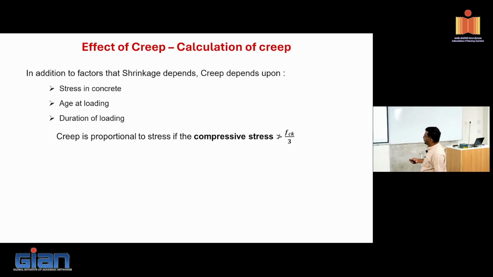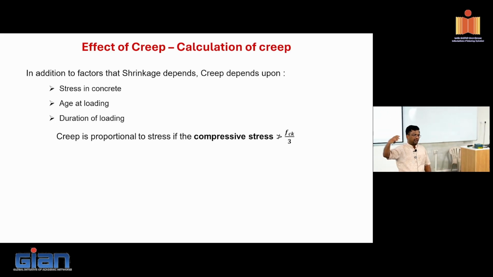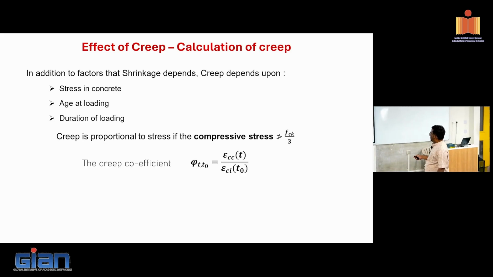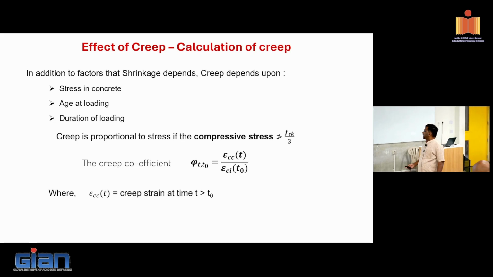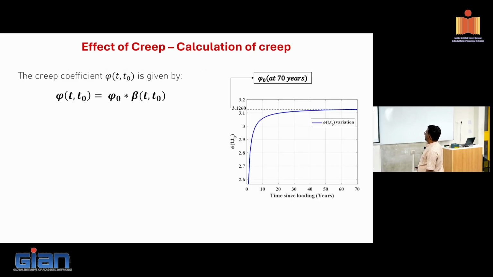Then age at loading, I told you, and duration of loading: depending upon whether you are calculating at the end of 1 year or 2 years or 3 years, the longer the duration, the longer the creep deformations as well. Right? And typically, when the applied compressive stress is less than 1/3 of the compressive strength, then creep can be assumed to be proportional to the applied stress. So we measure in terms of this creep coefficient how the concrete strain is evolving as a function of time with respect to the initial strain. Epsilon c-a is the strain at the time of initial loading. Right? Okay, let me not get into it.